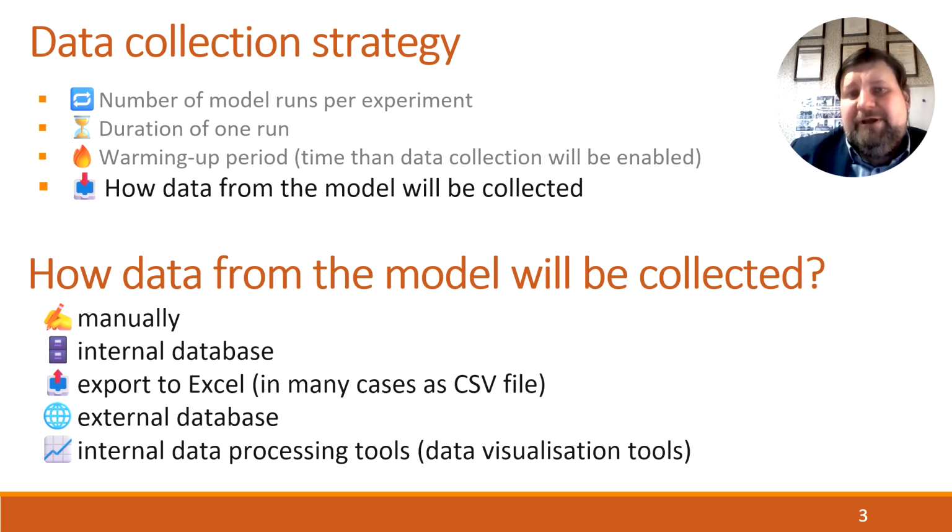A data collection strategy includes a number of items, and as you see, some of them are in gray color, meaning that these aspects of the data collection strategy we are going to discuss during the next topic, while for now I would probably stick with the last bullet, which indicates how data from the model will be collected.